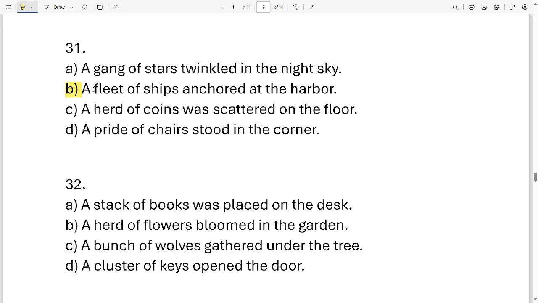And the correct option is option B. A fleet of ships anchored at the harbour. Next question. A stack of books was placed on the desk.